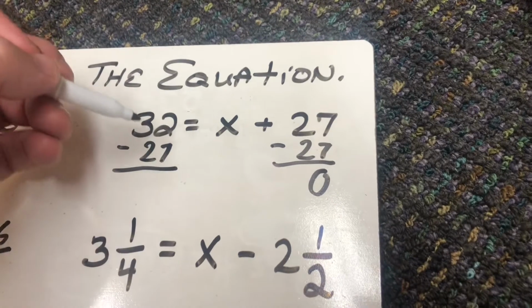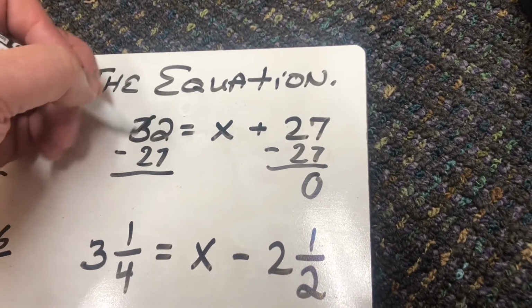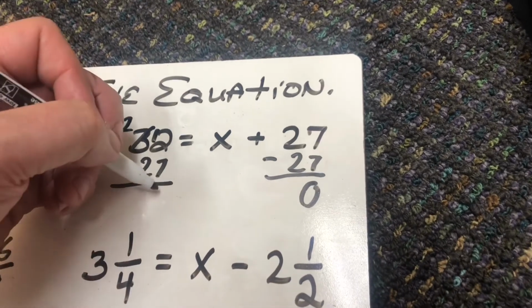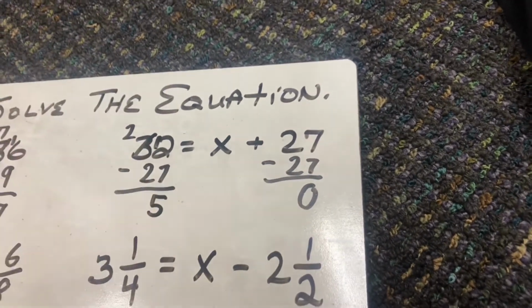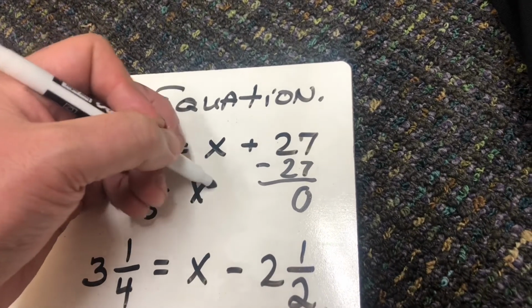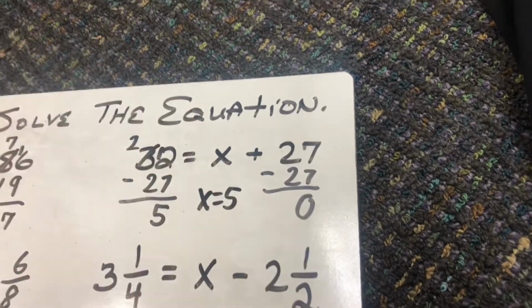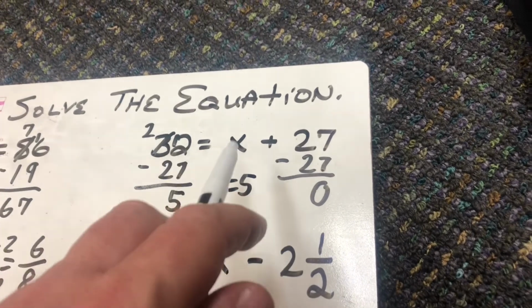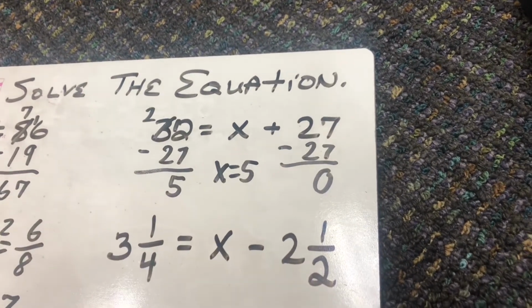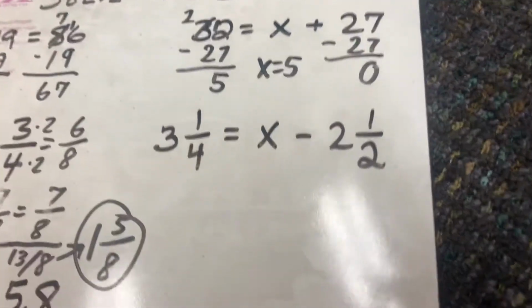Okay? And I can't do 2 minus 7, so I'm going to borrow from the 3, make it a 2, make that 2 a 12. 12 minus 7 is 5. 2 minus 2 is nothing. I find, sure enough, that x equals 5. And if I check that, I see that works because 5 plus 27 does indeed equal 32. All right, last one for today.